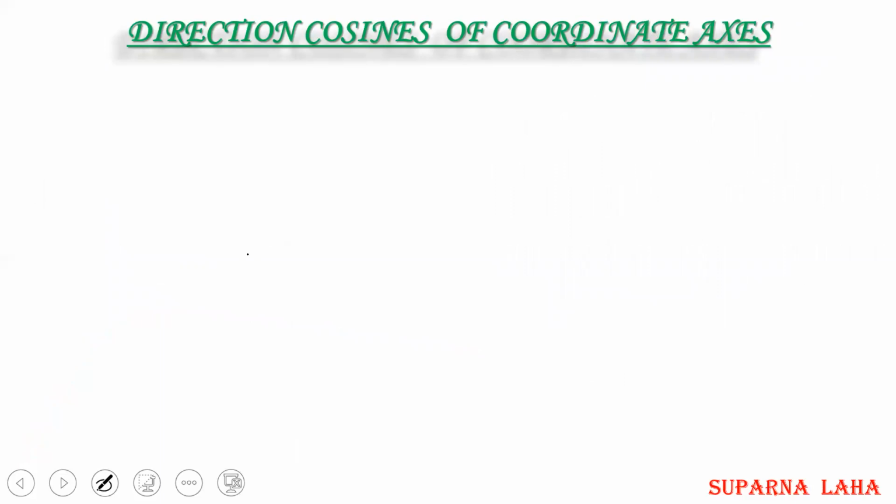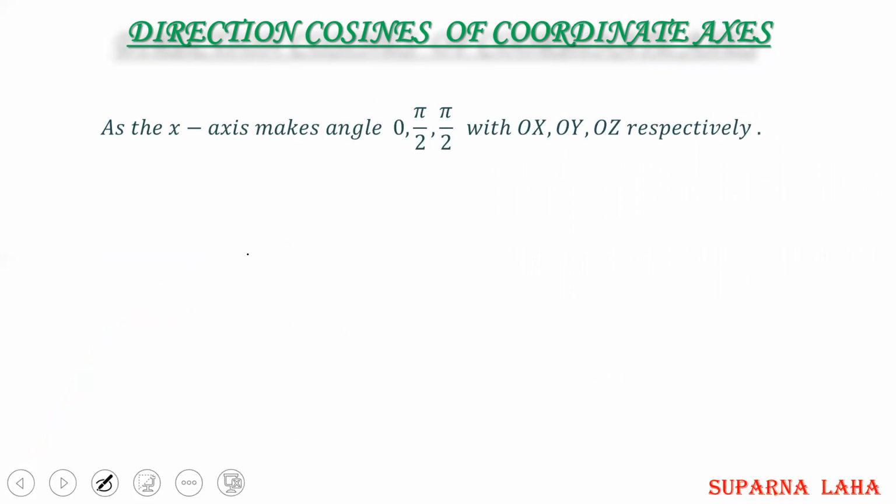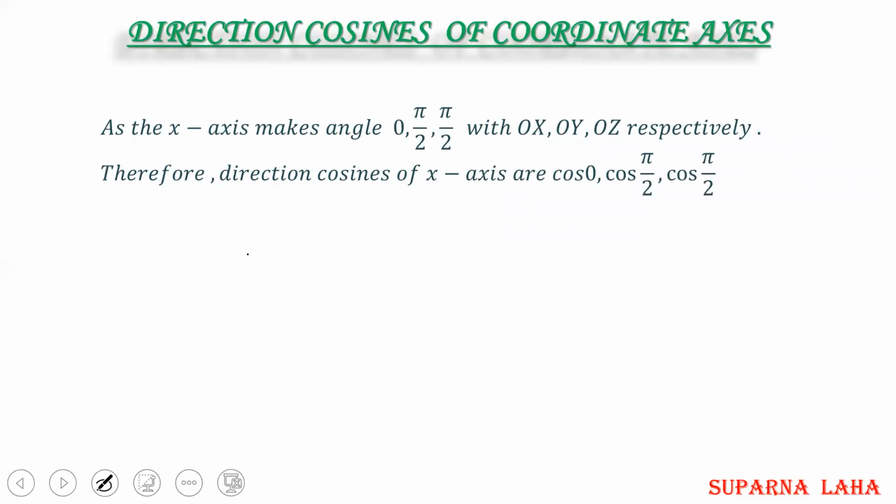So this x-axis makes angle 0 degrees with itself, 90 degrees with the y-axis, and 90 degrees with the z-axis. So what is cos 0? Cos 0 is 1, cos 90 is 0, cos 90 again 0. So the direction cosines of the x-axis are 1, 0, 0.